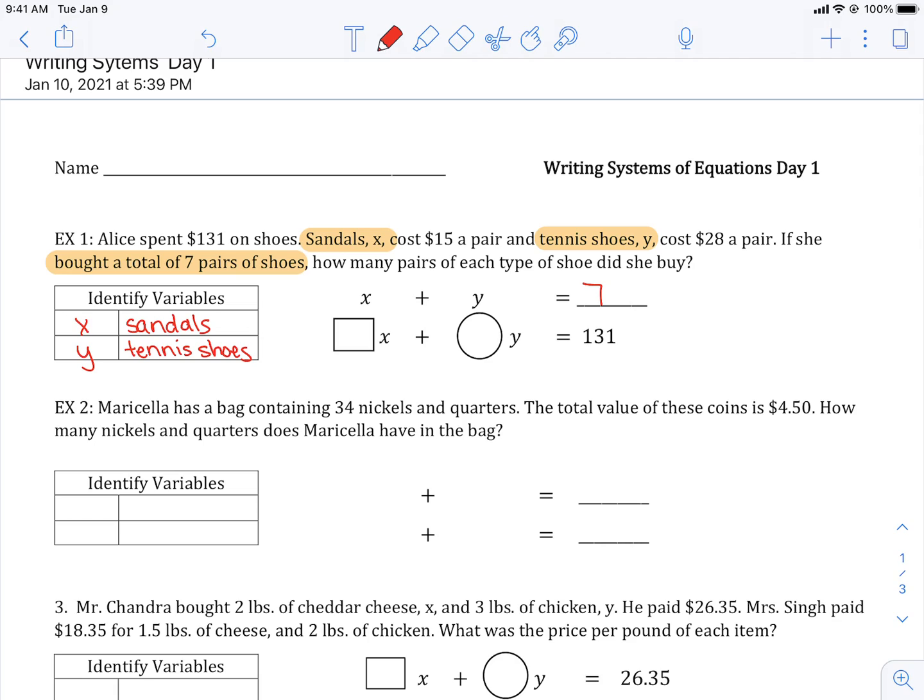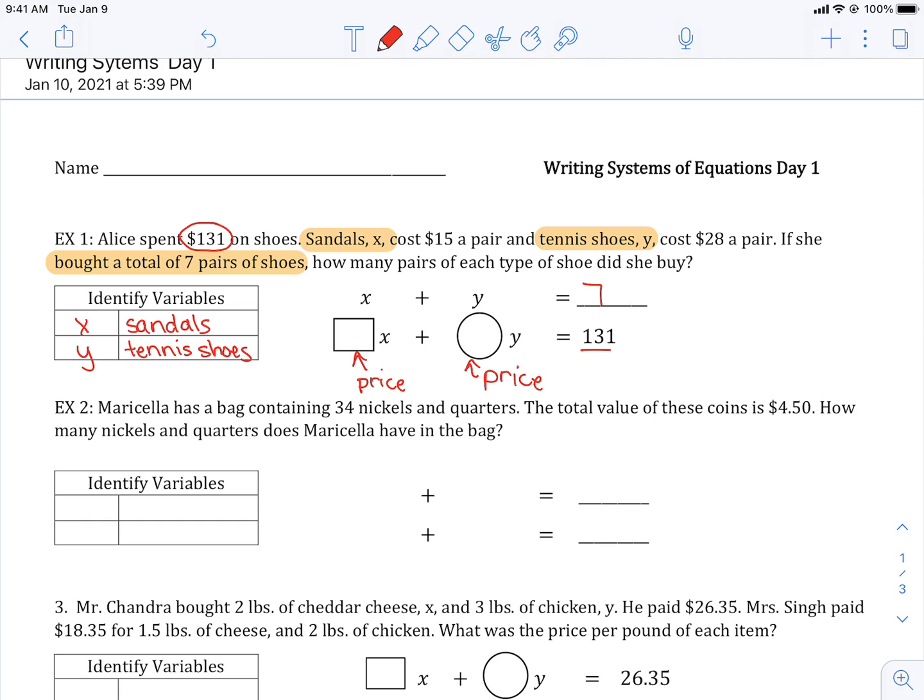Now, the next one, it looks like we're talking about the cost because it's using the $131, which is what this said right here on how much she spent. So what we're going to do here is put the price of the sandals next to the X and the price of the tennis shoes next to the Y.